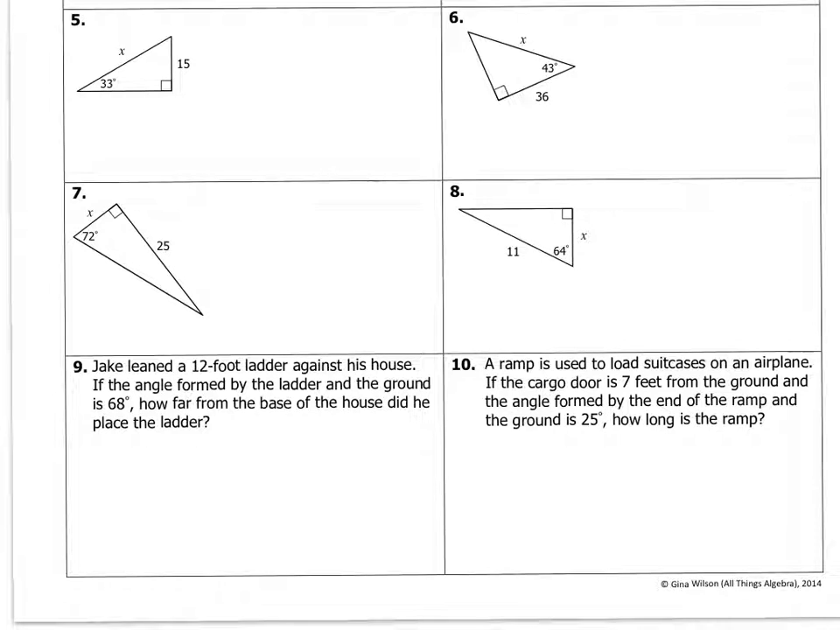Let's look at number 9. I'll do number 9 with you. Jake leaned a 12-foot ladder against his house. If I have a house here and he leaned it against the house, this is more like a castle, isn't it? So this is 12 feet. If the angle formed by the ladder and the ground is 68 degrees, that's the ladder and that's the ground at the bottom. How far from the base of the house did he place the ladder? I'm looking for this green line here.